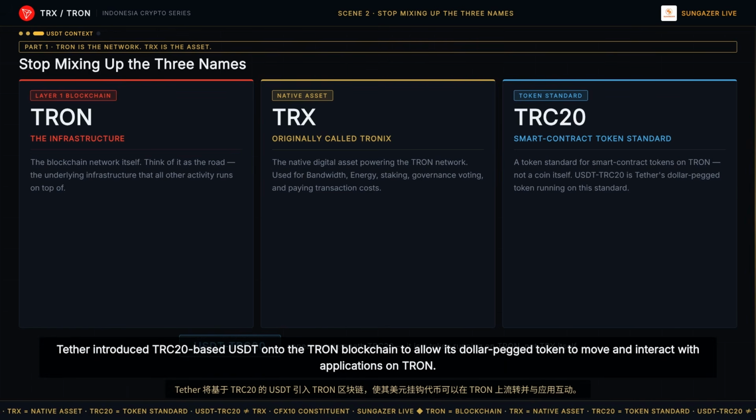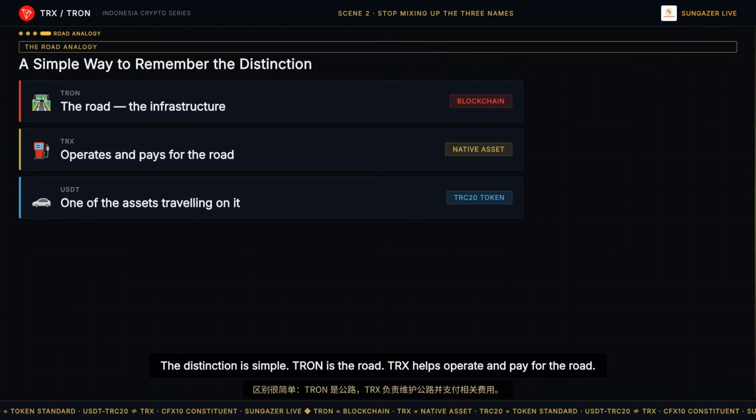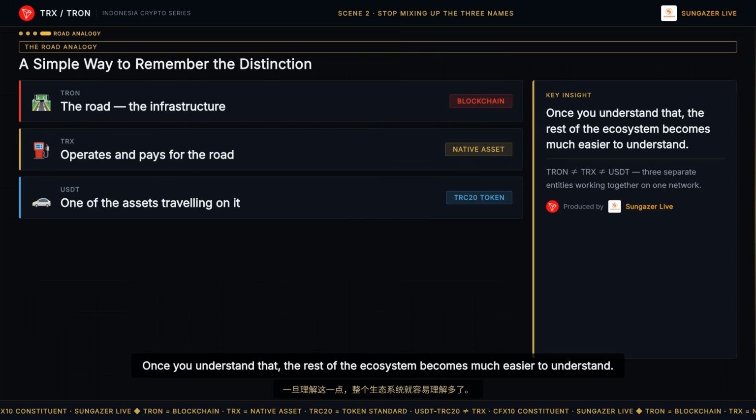Tether introduced TRC20-based USDT onto the TRON blockchain to allow its dollar-peg token to move and interact with applications on TRON. The distinction is simple. TRON is the road. TRX helps operate and pay for the road. USDT is one of the assets traveling on it. Once you understand that, the rest of the ecosystem becomes much easier to understand.